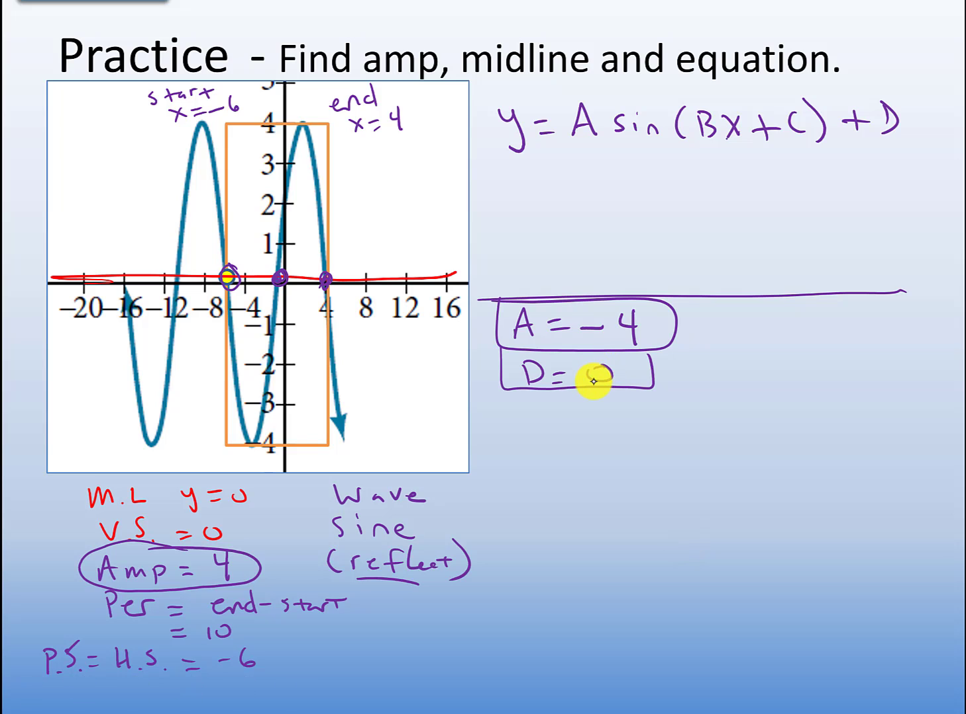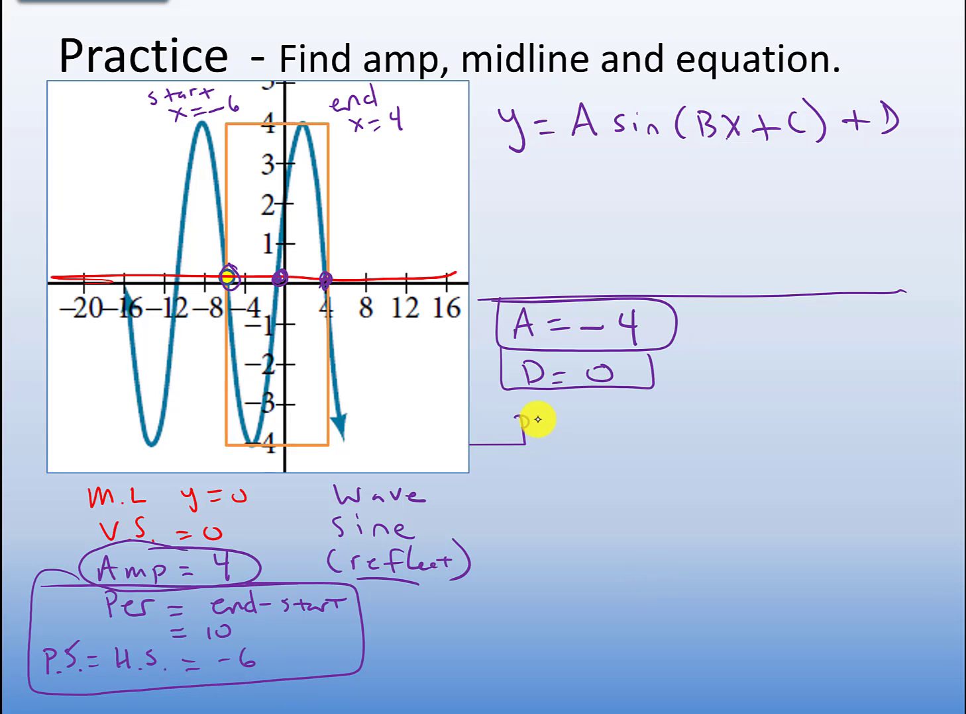Next, period and horizontal shift. These are facts in this window, but they're not B and C. The box doesn't tell us B and C. We always have to work for B and C. Period and B and C are related, but there's always a little bit of algebra involved in there.